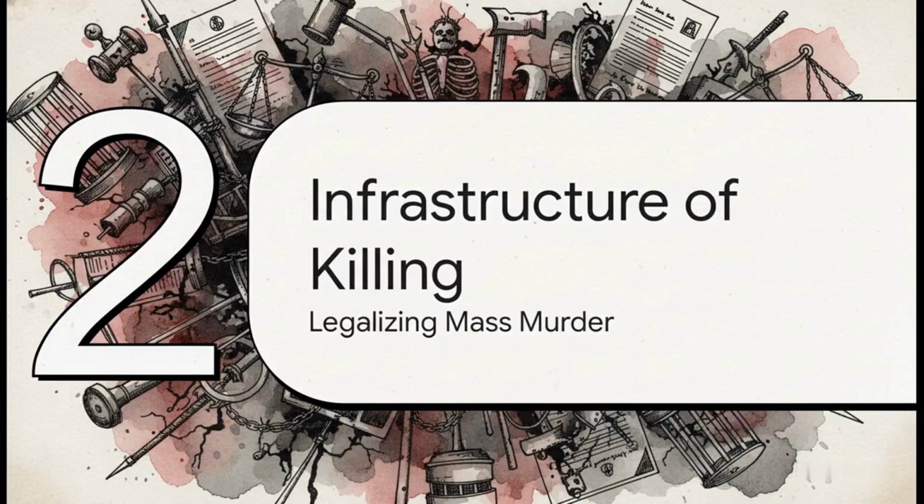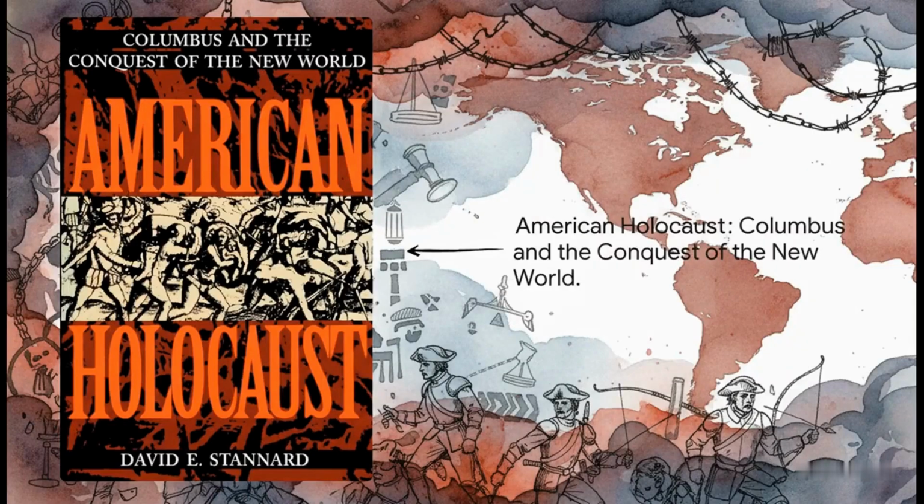Moving to Chapter 2, Infrastructure of Mass Killing. David Stannard's meticulous scholarship completely dismantles this popular, romanticized idea that the mass destruction of Native societies was just an accident or the unintended consequence of disease. Instead, he proves it was a deliberate holocaust, one that was intentionally driven by fanatical religious and juridical rationales designed specifically to justify absolute subjugation.